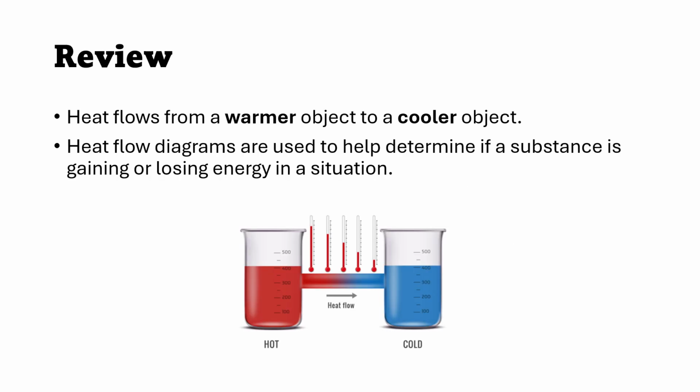So just a couple of reminders, when we're looking at heat, it is that energy that is moving between substances or objects, and it will always move from the warmer object to the cooler object. A heat flow diagram is used to help determine if a substance is gaining or losing energy in a situation. So we define certain things about the situation, and then it helps us determine that direction of heat flow.